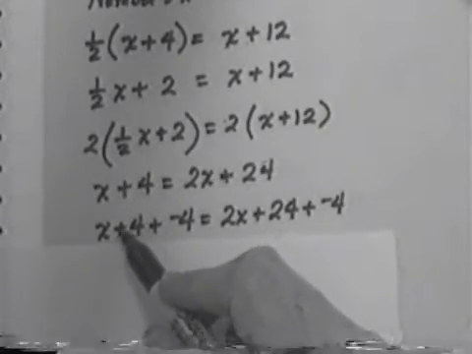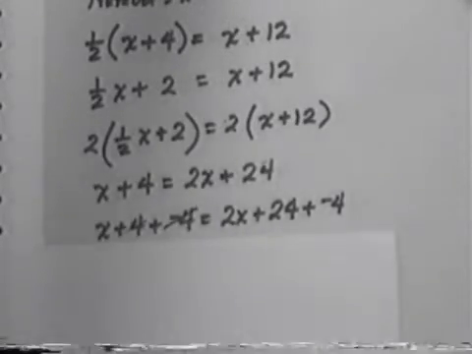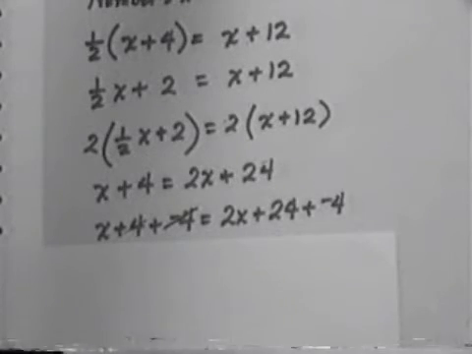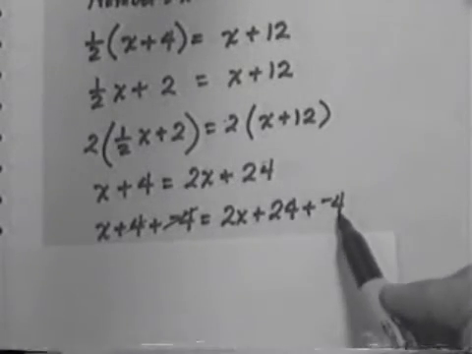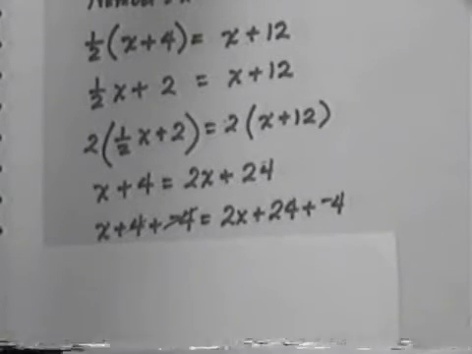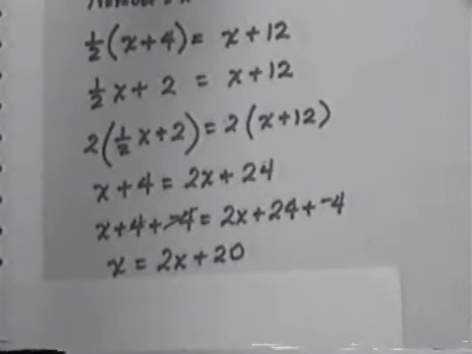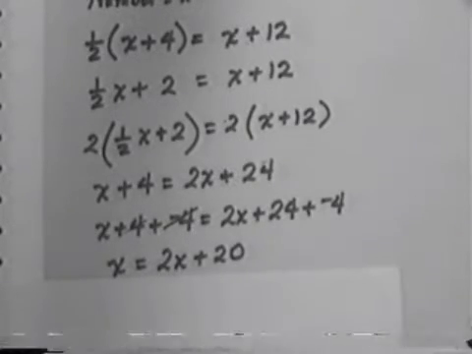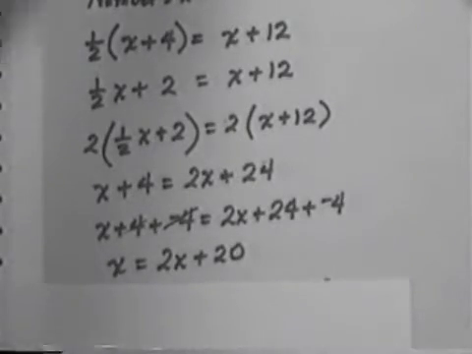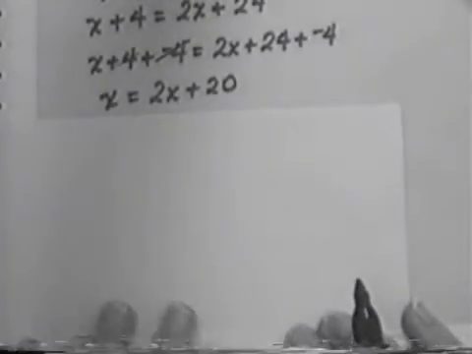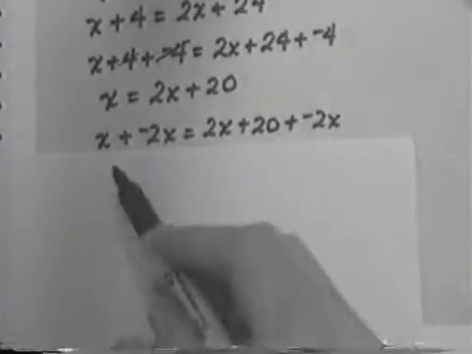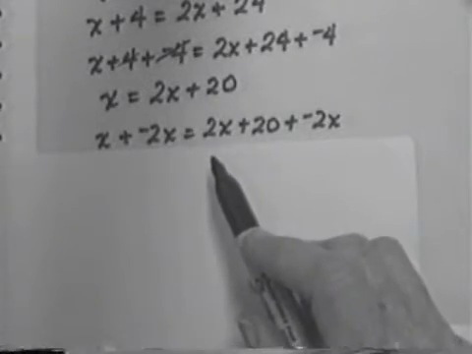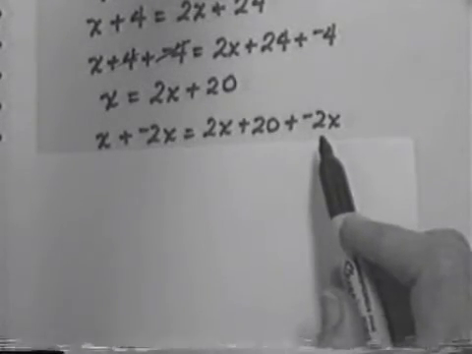Adding -4 on the left gives us 0 added to X because the plus 4 and -4 cancel. On the right, 24 and -4 combine to give us 20, and so we get X equals 2X plus 20. Now, continuing to sort laundry, we remove the 2X from the right-hand side by adding its opposite. So we'll add the opposite of 2X, which is -2X, to both sides of the equation. X plus -2X equals 2X plus 20 plus -2X.